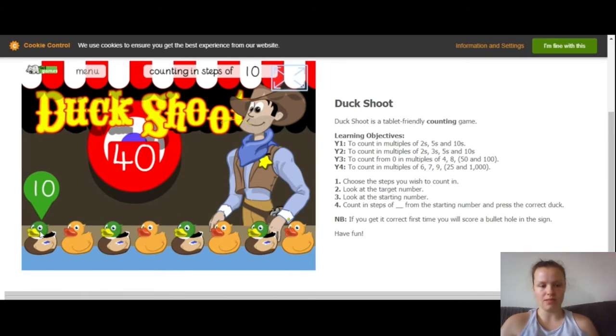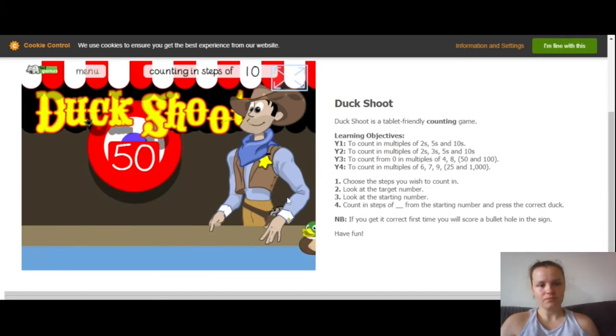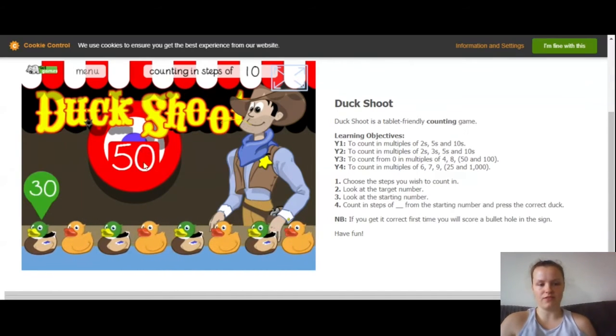So let's count together. So 10, 20, 30, 40. So I think this is the duck that we need to knock down to get our target number. So let's try. There we go, we got it right. So do you understand the game? Our target number is 50 and we're starting at 30. So count on until you reach the duck that would be 50, and point to the duck you think will be knocked down.